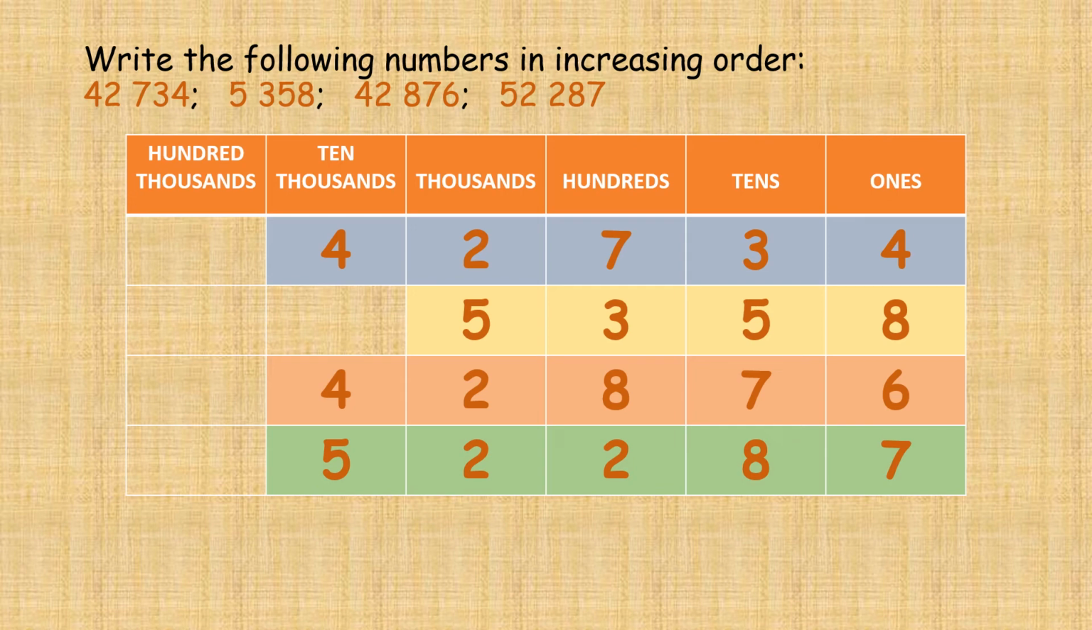Since 5,358 has the least number of digits, we can say that this number is the least. Next to compare is 42,734 and 42,876. Since 7 is less than 8, we can say that 42,734 is the second number, followed by 42,876. And 52,287 as the greatest number.